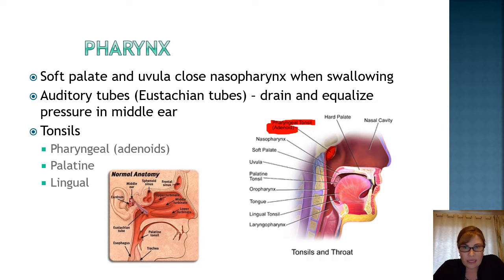Our second tonsil is known as the palatine tonsil. If you look in the back of your throat, the palatine tonsils are on either side of the back of your throat. And then you have a little guy down here known as the lingual tonsil.